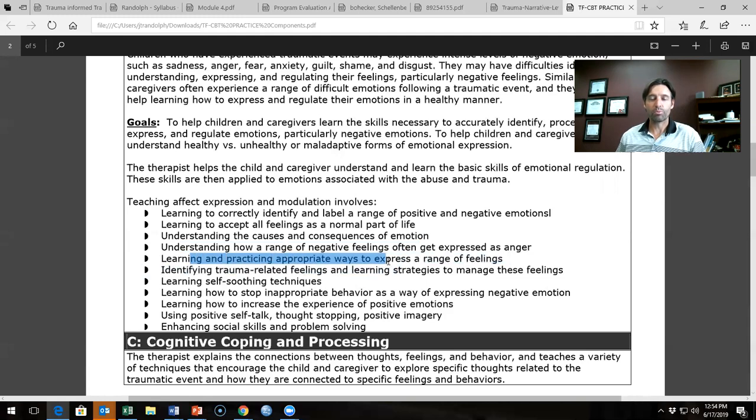Learning and practicing appropriate ways to express a range of feelings, and learning self-soothing, using positive self-talk, thought stopping, positive imagery. There are a lot of goals there, but really I'd like you to get the understanding of using that feelings thermometer. For young kids that don't scale numbers well, 1 through 10, and we don't use the thermometer that you stick under your tongue much anymore, with the mercury that rises. But that's kind of the idea: the hotter or more intense an emotion, the higher the number, the higher the level, and the less intense, the lower. So not only do children and adolescents identify emotions, they also identify a level of emotion.